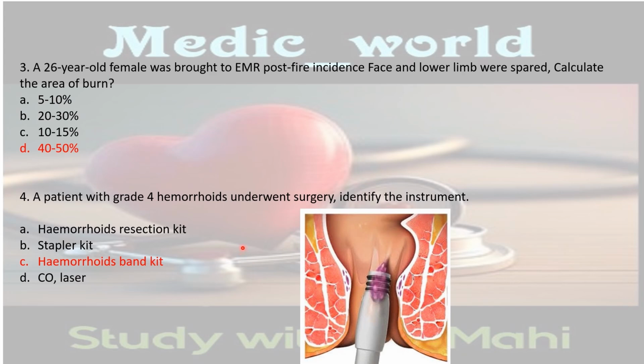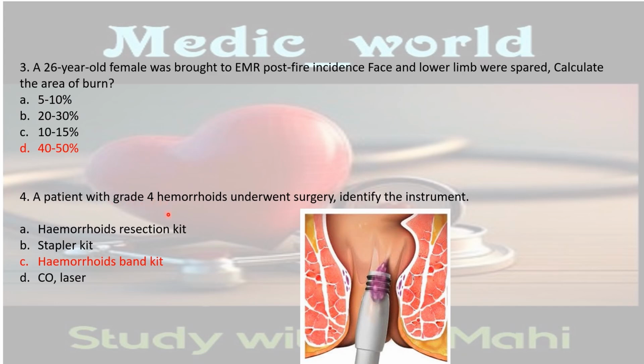Next question. A 26-year-old female was brought to the emergency department post-fire incident. Face and lower limb were spared. Calculate the area of burn. So the area calculated is 40 to 50%.